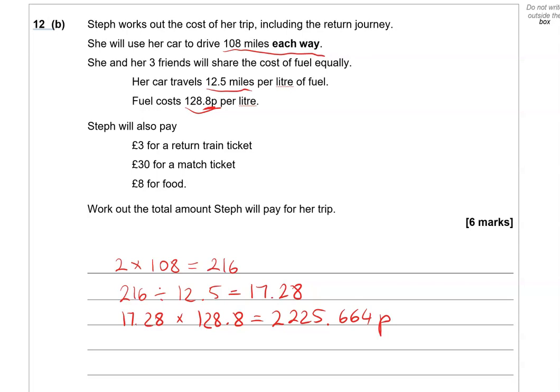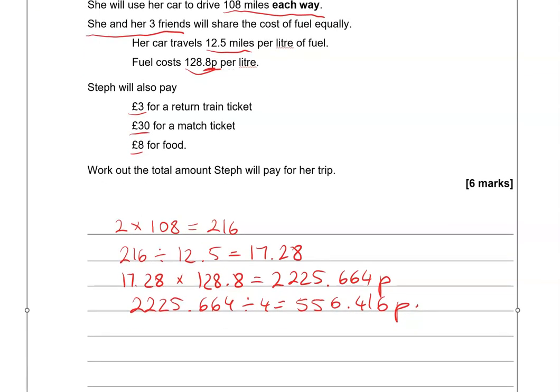That's the cost for the 4 of them. So we'll divide it by 4 as they share the cost equally. The cost of fuel, that is. So 2,225.664 divided by 4 gives us 556.416 pence. So that's how much Steph will pay for fuel, and we can add that to the other expenses. As the rest of them are given in pounds, we're going to convert this into pounds as well. So 556.416 pence, to convert that into pounds, we know that there are 100 pence in a pound, so we're going to divide this amount by 100.